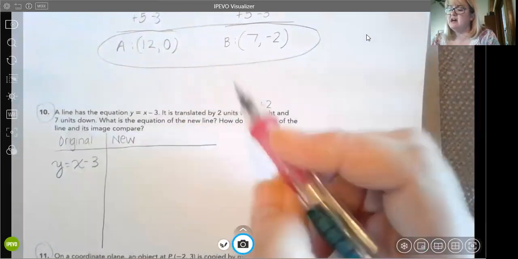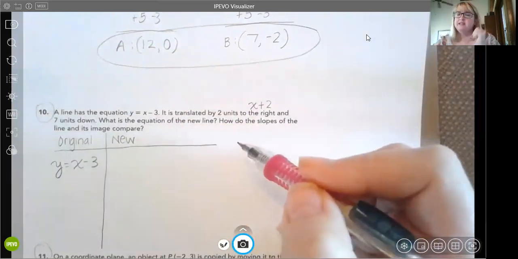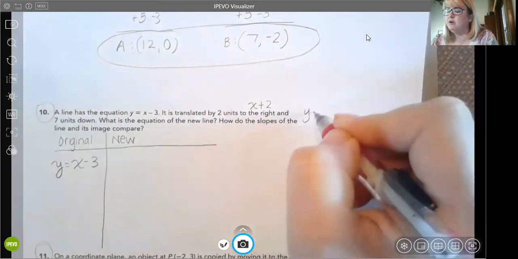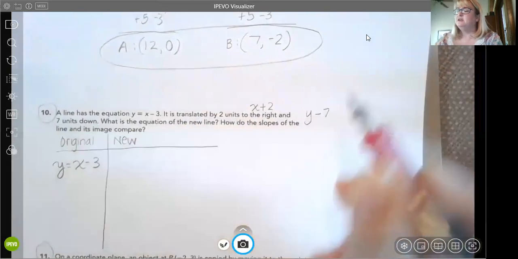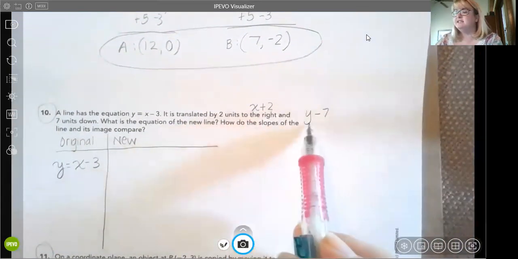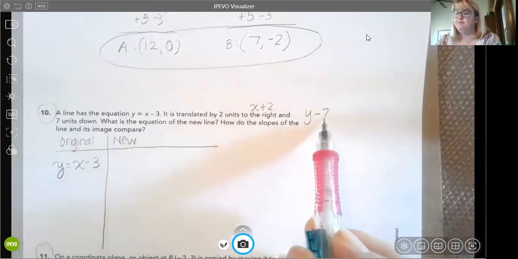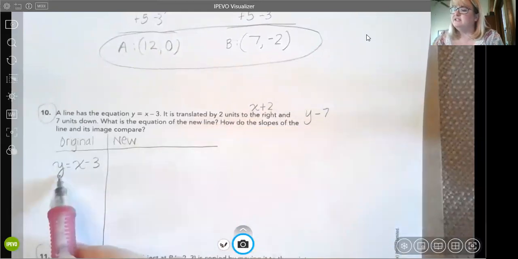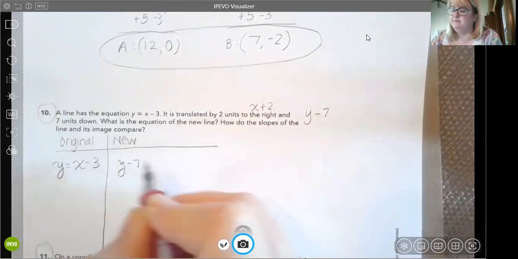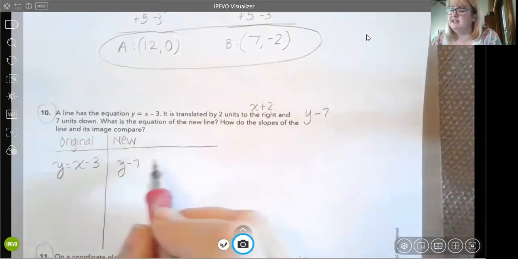And 7 units down. Now when we move down, that's a movement on the y-axis. And if we're going down, we're getting smaller by 7. So whatever x is, I have to add 2 to it. Whatever y is, I have to subtract 7 from it. So right here, instead of y, we're going to write y minus 7. That's what the new one is.